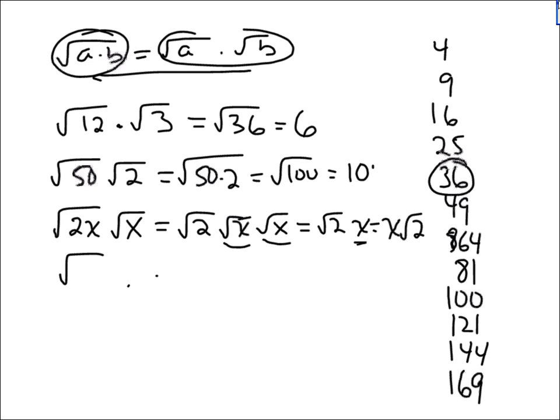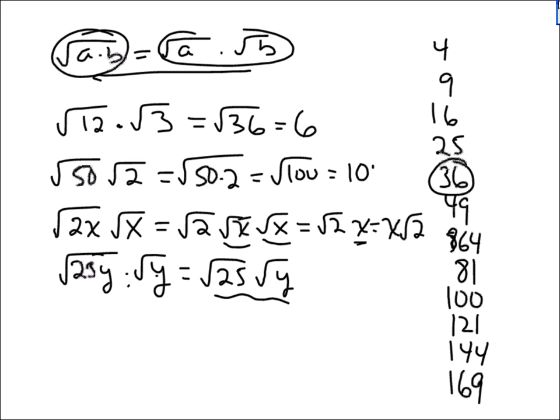If you have the square root of 25y times the square root of y, you should always separate the number from the letters. That's the square root of 25y times the square root of y. Well, the square root of y times the square root of y is y. Oh, and I need another square root of 25. Square root of y times square root of y is y, times the square root of 25, which is 5. The answer is 5y.